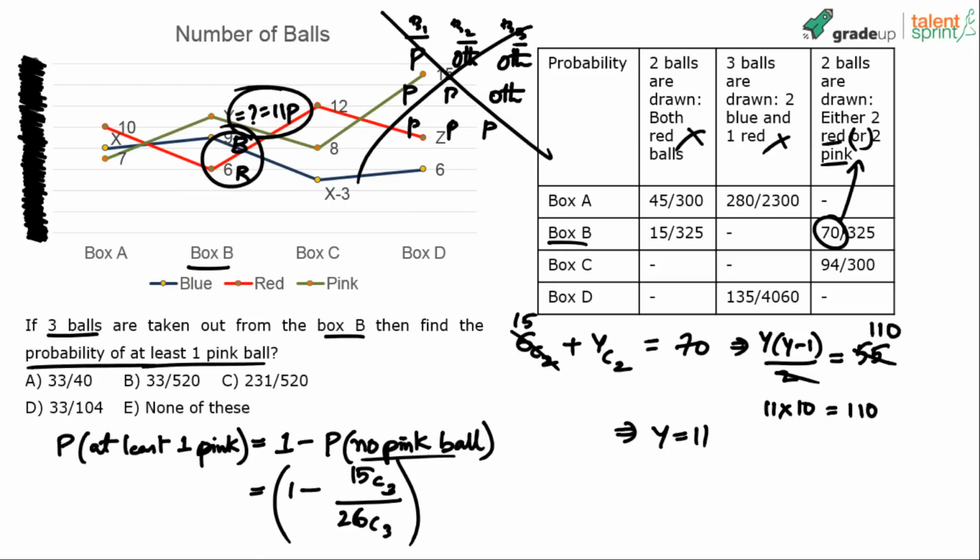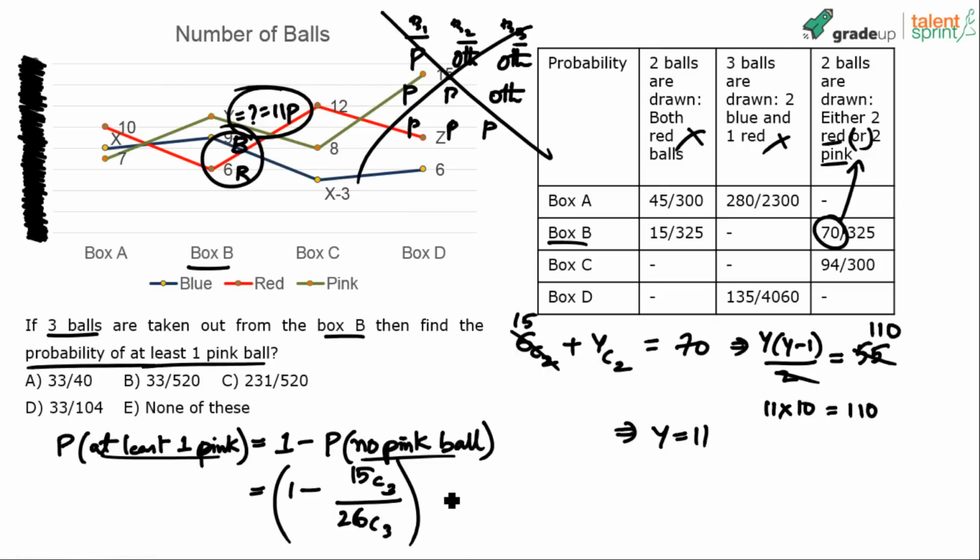You have understood? Probability of at least one pink ball is equal to 1 minus probability of no pink ball. So which means choose from only blue and red. 9 blue, 6 red, total 15. I have to choose 3 balls. So 15C3. Divide by total, there are 26 balls in this box B. Choose 3, 26C3. Simplify and you'll get the answer.